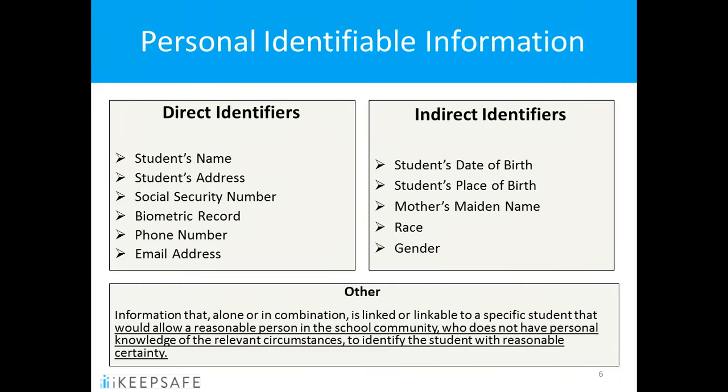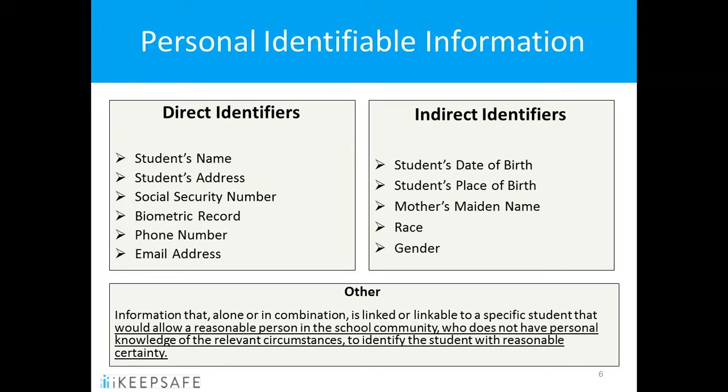What is PII? FERPA has a broad definition of personally identifiable information. It includes both direct identifiers and indirect identifiers. Direct identifiers include information that relates specifically to an individual, like the student's name, student's address, social security number. Indirect identifiers include information that can be combined with other information to identify specific individuals. It can be a combination of the student's date of birth, place of birth, mother's maiden name, race, gender, and even weight.